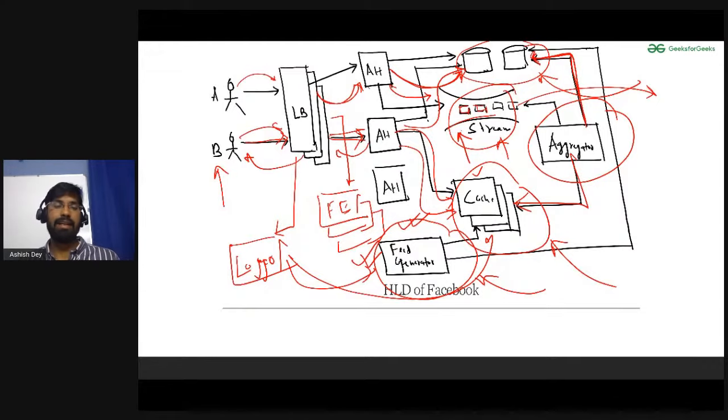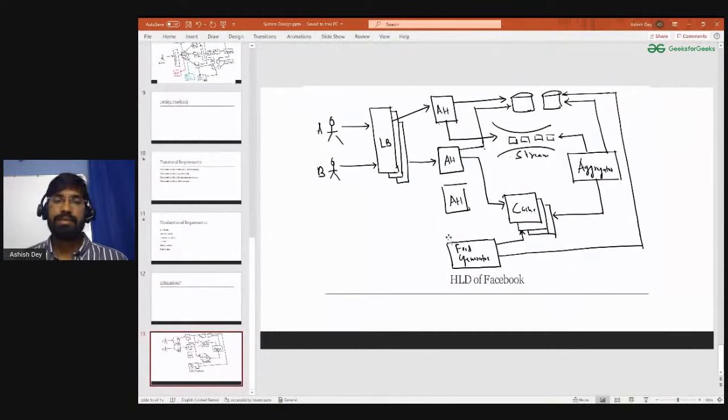So yeah, that's how it looks till the Facebook high level design. Here, there are a lot of things where you'll have to discuss each component in detail.